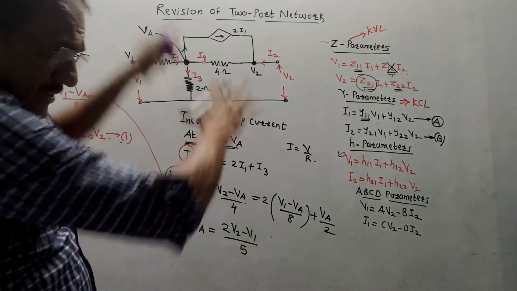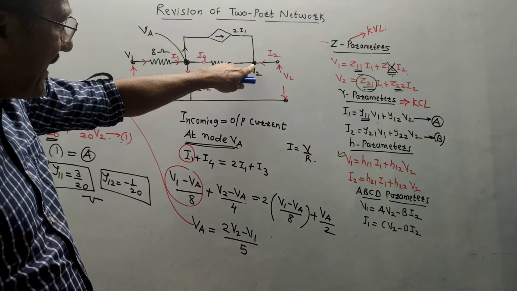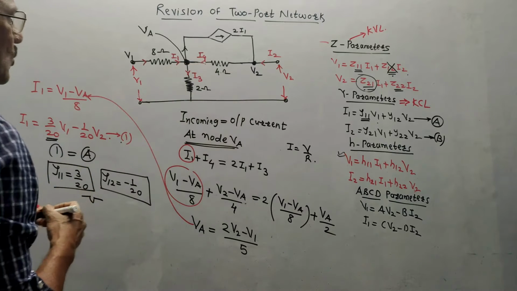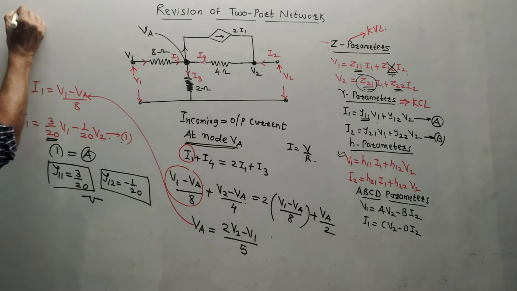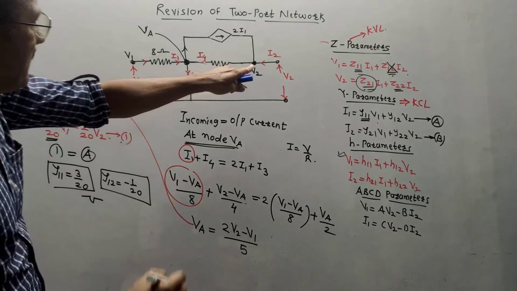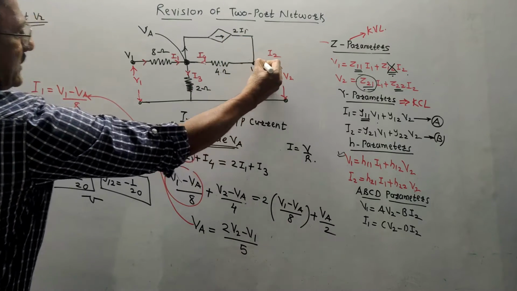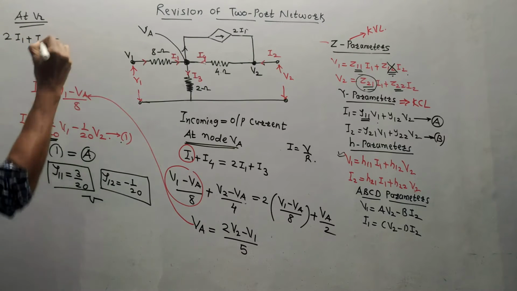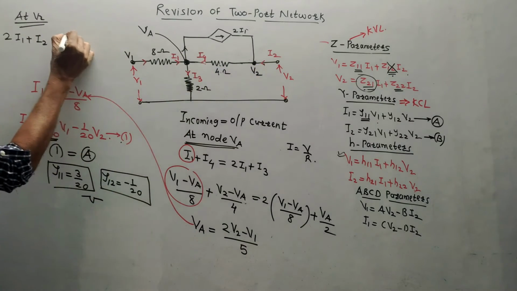For the next parameter, you have to follow the same procedure. I will just explain it briefly. Now apply KCL at node V2. Look at the diagram. What are the incoming currents at node V2? At V2, the incoming currents are this 2I1 and I2. This is standard notation I2. So incoming currents 2I1 plus I2 is equal to the outgoing current from node 2, which is I4.